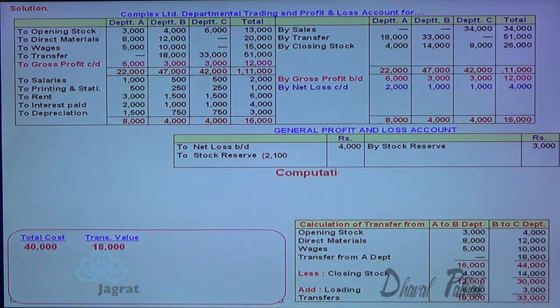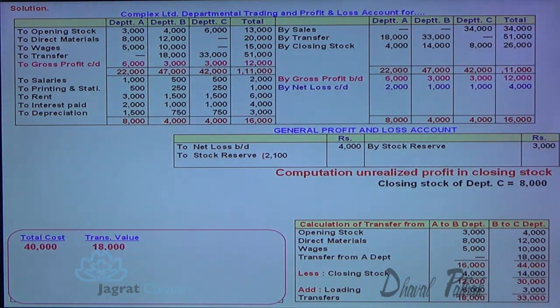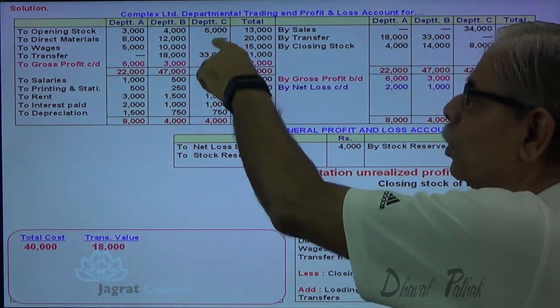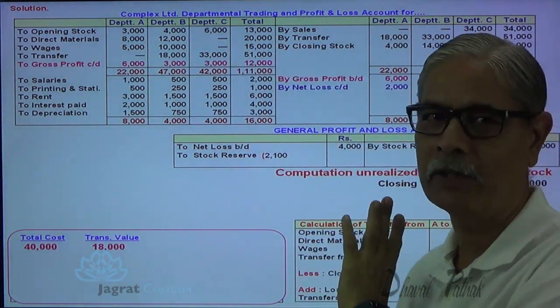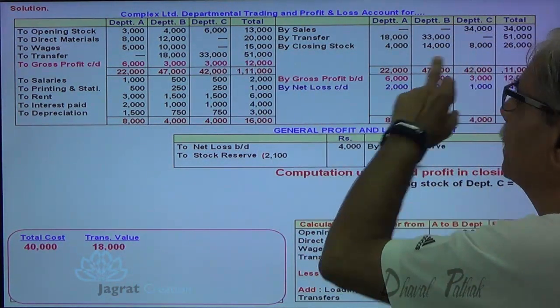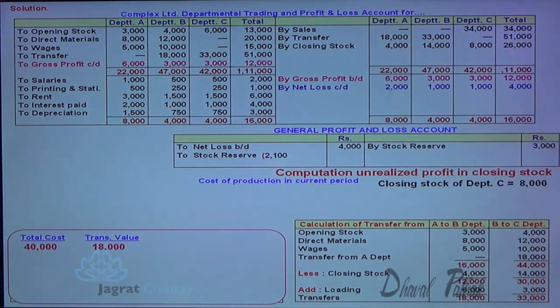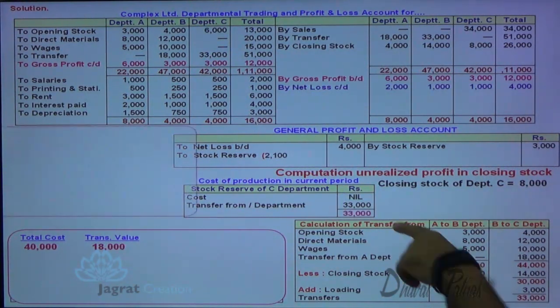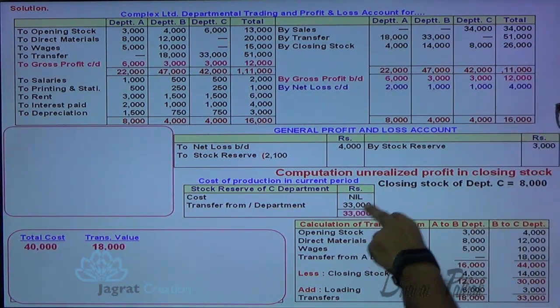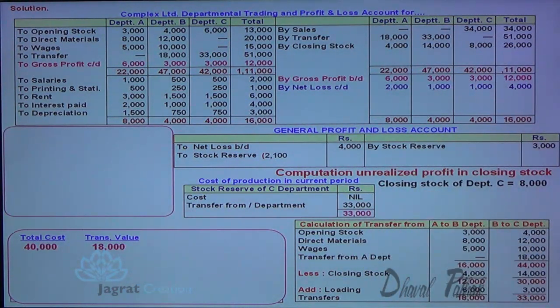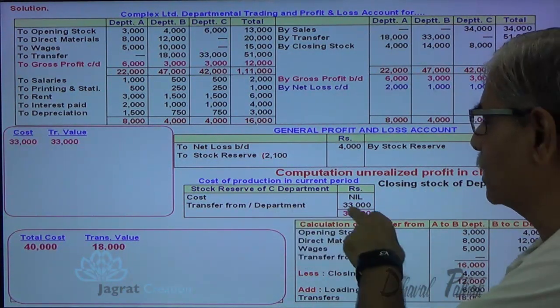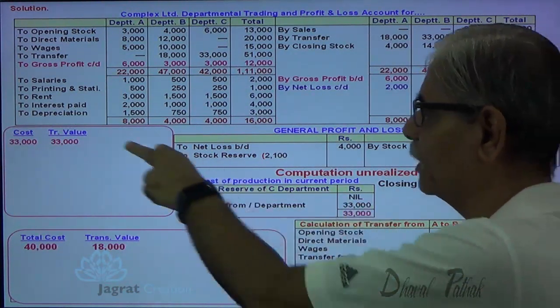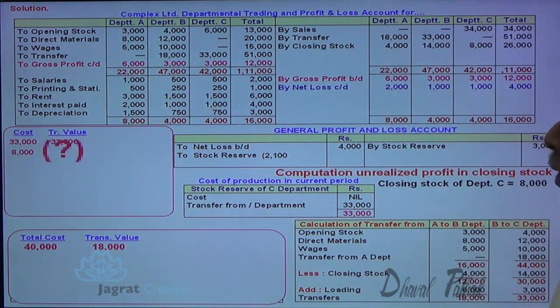So, stock of Department C 8,000. Now, there is no other item. 33,000 is the item with profit load. And this 8,000 is a part of 33,000. So, 33,000 is the total transfer value. The load item is 33,000. How much for 8,000? So, it is 8,000.